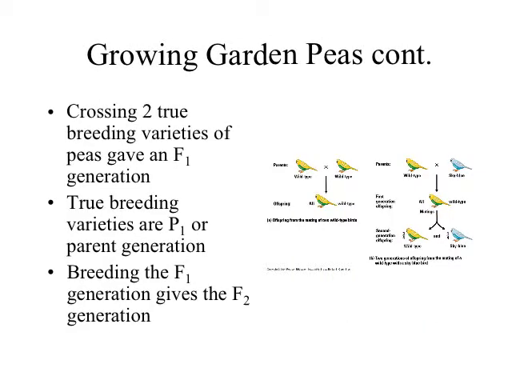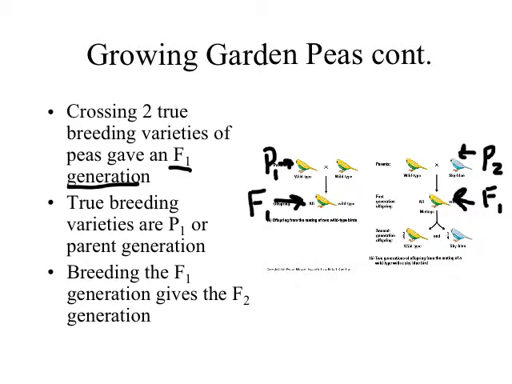So to set up what he was going to do with his cross-fertilization, to understand that, we need to know some vocabulary here. So when we cross two true breeding varieties of peas, we're going to get what we call the F1 generation. Okay, so that's going to be our offspring. So this is basically our F1 generation here. The true breeding varieties, those are the parent generation, or P1. So these guys would be P1s, and these guys would be P1s.